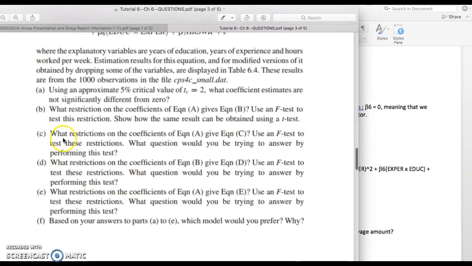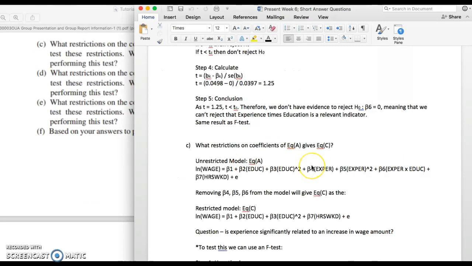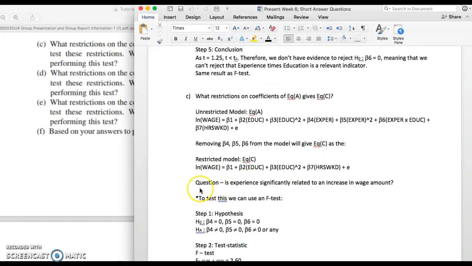So, question C is what restrictions on the coefficients of equation A give equation C. And we're going to use an F-test to test these restrictions, and we can't use a T-test because there is more than one variable we're testing now. And then the other answer we're going to give is what question would you be trying to answer by performing this test. So the question we're going to be answering is: is experience significantly related to an increase in wage amount?